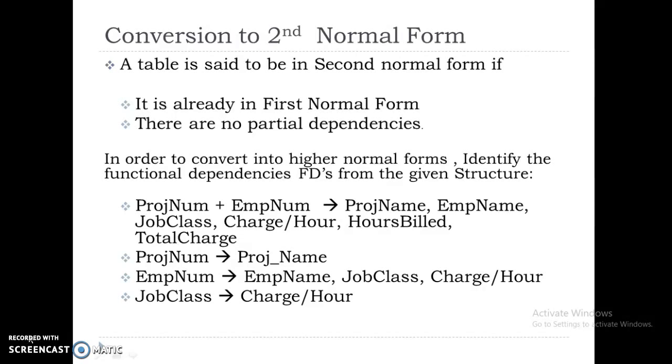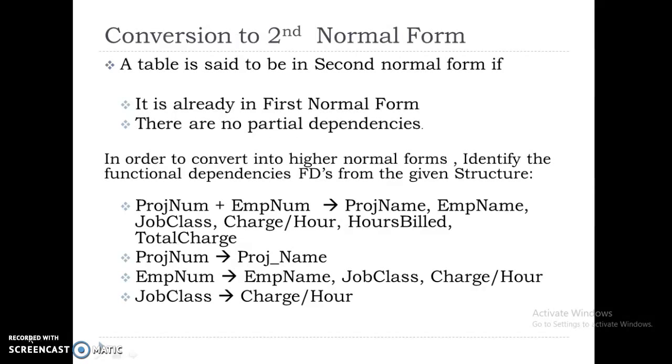And like we all know, a primary key helps us in determining all the other columns within the table. So the first functional dependency that we notice here is that our primary key, which is a combination of project number and employee number, helps us in determining the rest of the columns. Other than this functional dependency, we have three more dependencies.